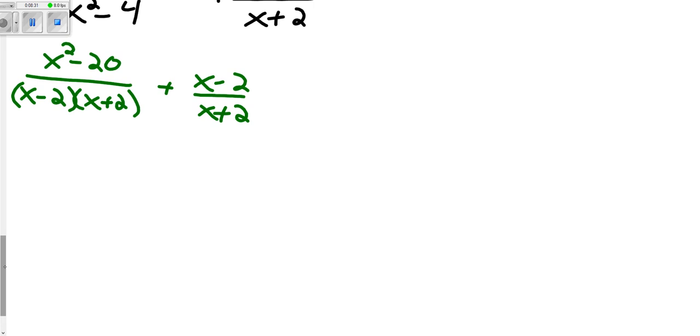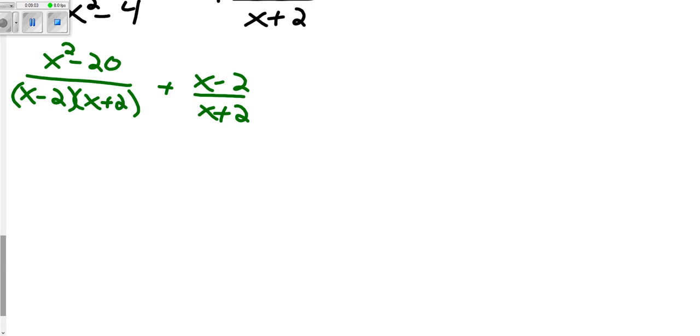All right. Now, I need a common denominator. Let's look at the first one. My first one has an x minus 2 and an x plus 2. This one here just has an x plus 2. You can cross out x minus 2. Just get rid of them. Oh, no. We can't cancel anything out here. There's no x minus 2 here to cancel out top and bottom. When you do the diagonal. No, you can't yet.